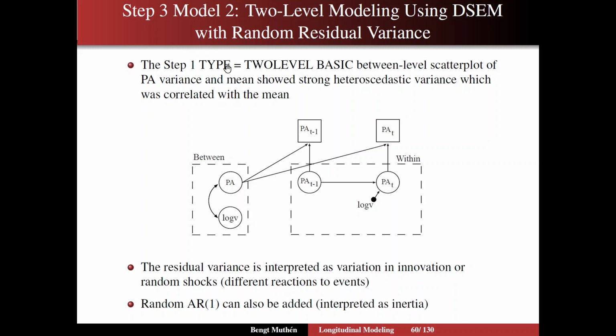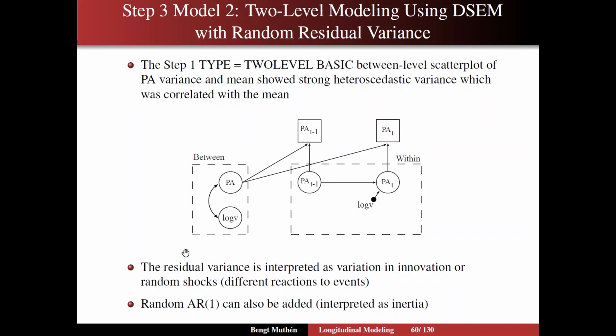So if you look at the within part of the model, we have now put a filled circle for the residual variance going into the positive affect on within. And that means that that variance will change over individuals on the within level. So the within level residual variance will be different across individuals. And that's what we model then as a continuous latent variable on between, and we let them correlate. So we would expect this correlation to be negative.